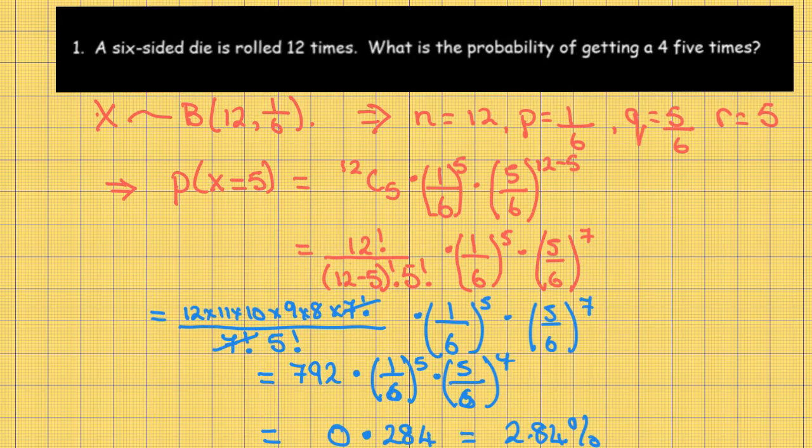Which when worked out comes to 0.0284, which equals 2.84%. That means it will happen 2.84% of the time.